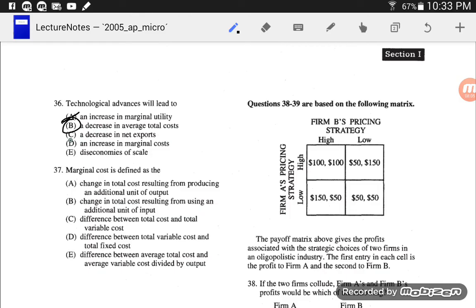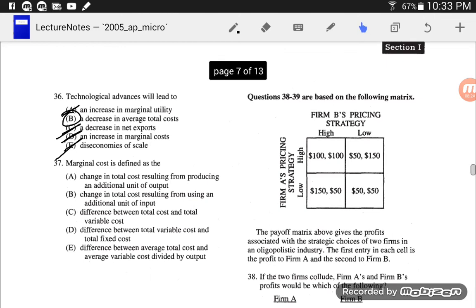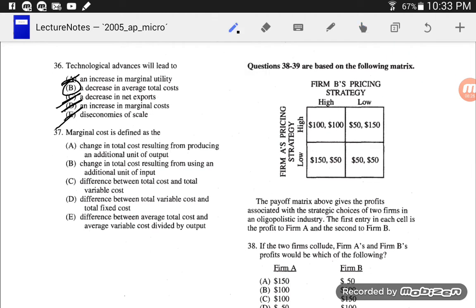If it lowers costs, we can probably sell stuff cheaper. That's not going to decrease exports. And that should be in the macro test anyways. Anyway, an increase in marginal costs, no, it's going to decrease costs. Diseconomies of scale, no. It's probably going to lead to economies of scale, if anything.